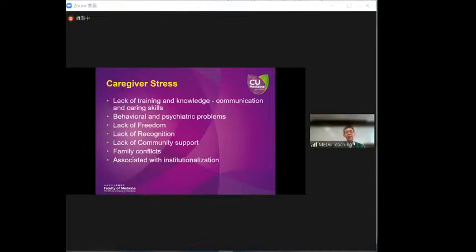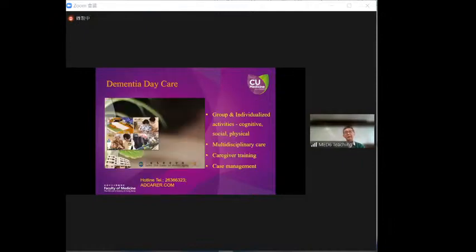But apart from drug management, there are lots of things that we can do to reduce caregiver stress. As I mentioned, dementia is a problem for the family. To a lesser extent it is a problem for the patient with dementia, but it's more a problem for the family who look after them. They are under a lot of psychological stress. So there are lots of psychosocial interventions we can do to reduce caregiver stress.